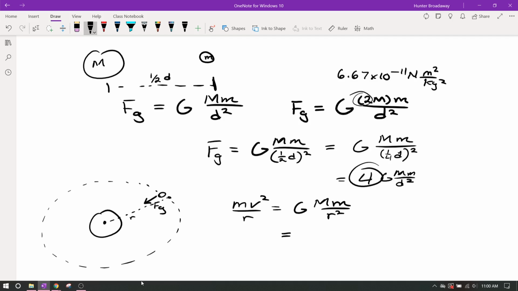Let's see. The radius is going to cancel on one side, and we can rewrite the velocity as, let's see here. What do I want to cancel? Let's just go ahead and cancel one of these. And everybody brought mass to the party, so bye-bye.